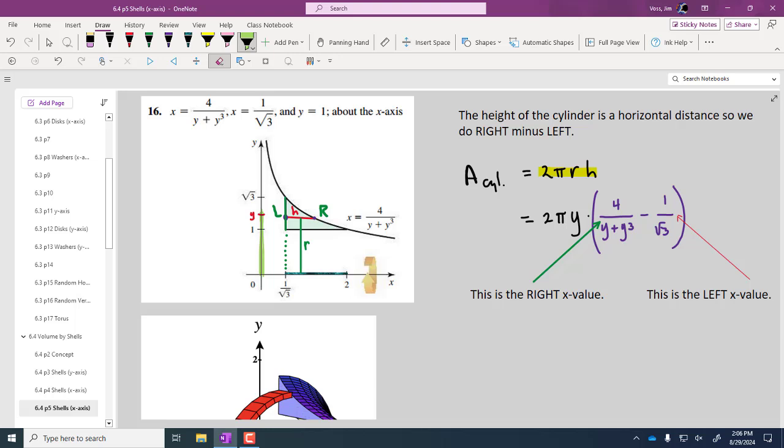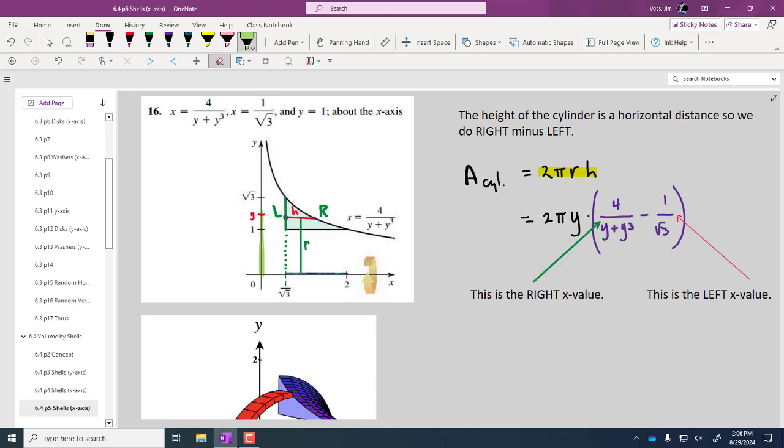So we just talked about the radius. The radius is y. Right? That element is y units away from the axis of rotation, which forms the radius of the corresponding cylinder. Height is a little more complicated. The height is a horizontal distance. Anytime we want horizontal distance, we're going to do the right x-coordinate minus the left x-coordinate. Right minus left for horizontal.